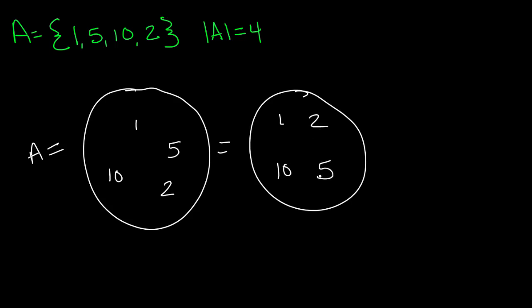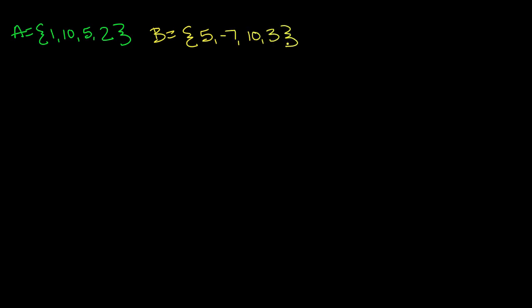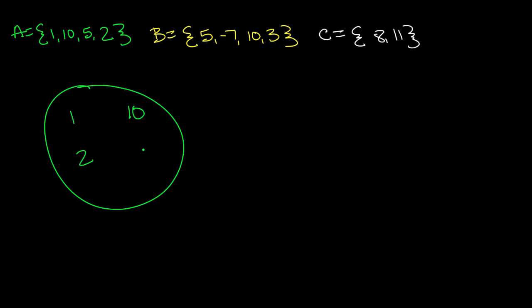Okay, so what? Well, this gives us a cool way to visualize things like intersections. So for example, let's write A again: A equals 1, 10, 5, 2. Let's take the set B equal to 5, minus 7, 10, 3. And say a set C is equal to 8, 11. Just as a way to depict this, let's draw A as 1, 2, 10, and 5. And now let's draw B, in the same color actually. B has 5, minus 7, 10, 3. Notice that A intersect B is 10 and 5. They share that in common. We can show that by having the two sets overlap.